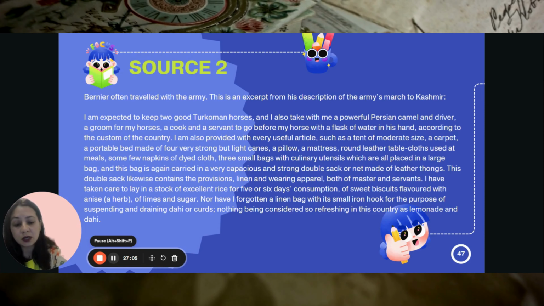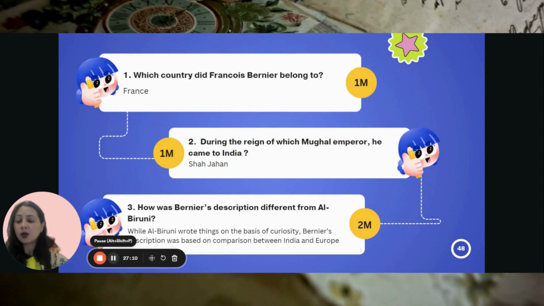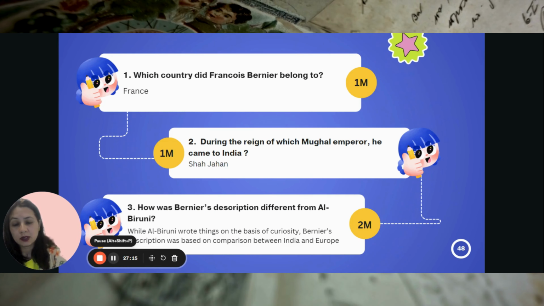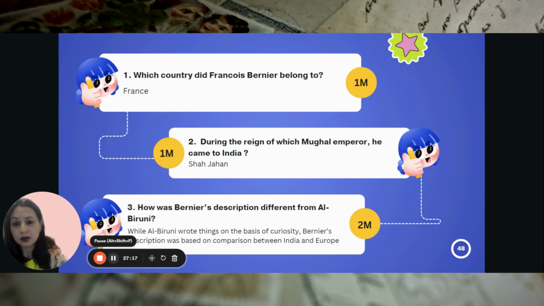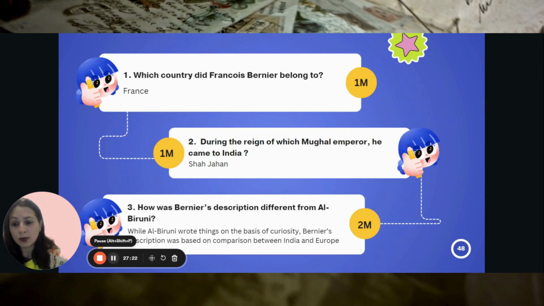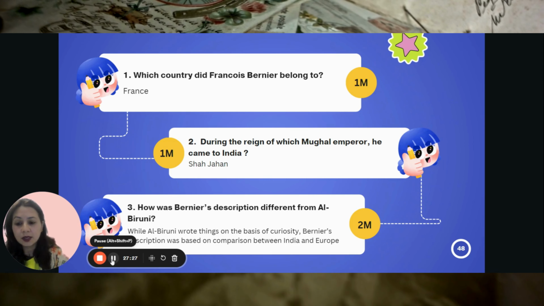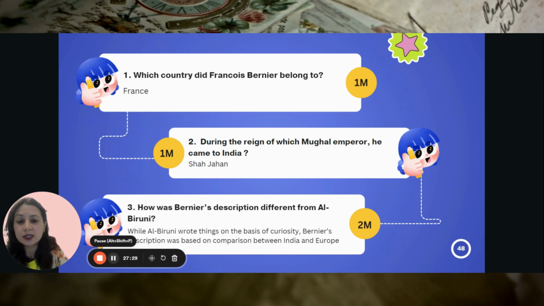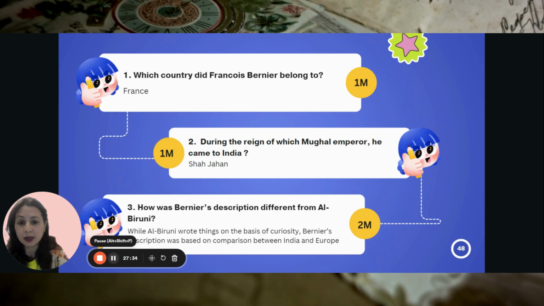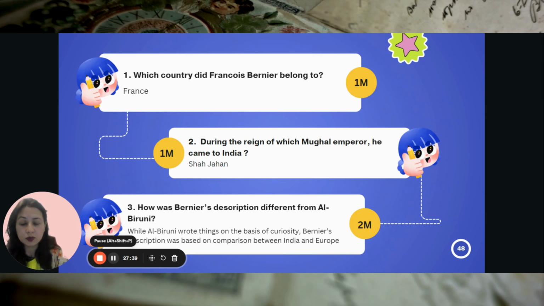When he came to India, the Mughals were ruling India. Which country did Francois Bernier belong to? France. There are three important travelers of this chapter, Ibn Battuta, Francois Bernier, and Al Biruni. In this chapter, three important travelers are mentioned who came to India during the medieval time: Al Biruni, Ibn Battuta, and Francois Bernier. So you must go through them.